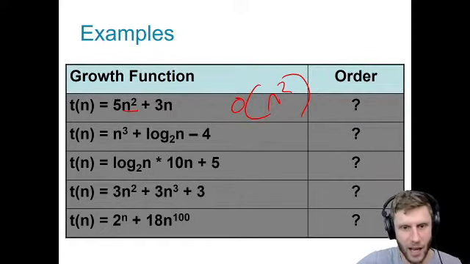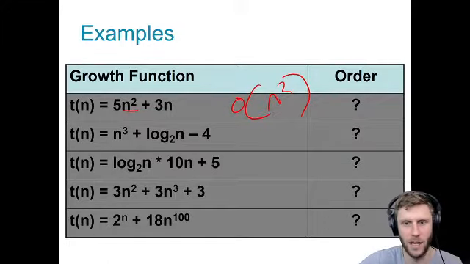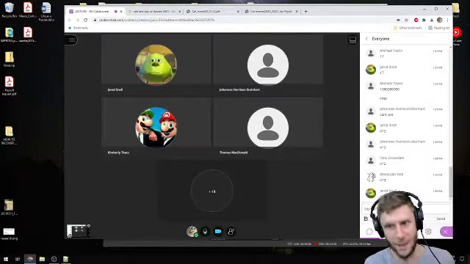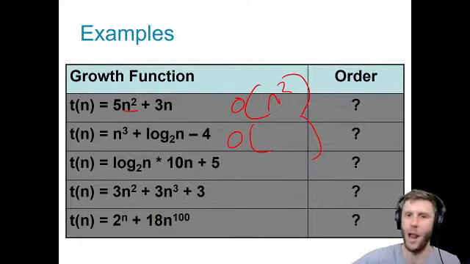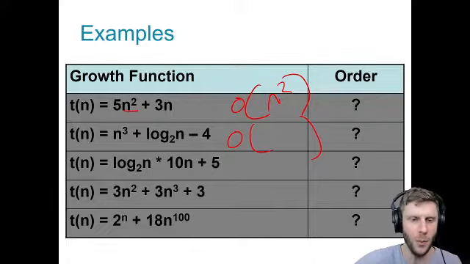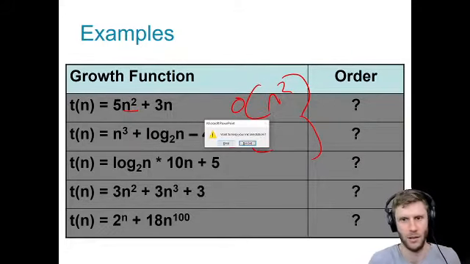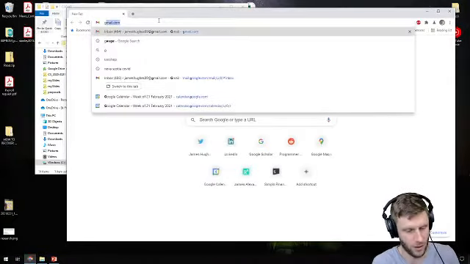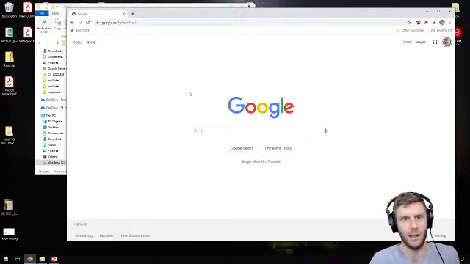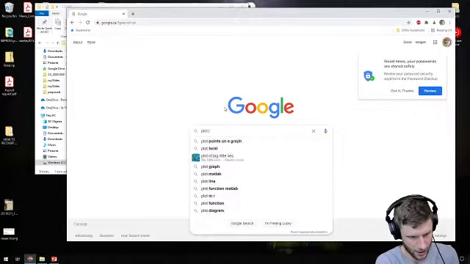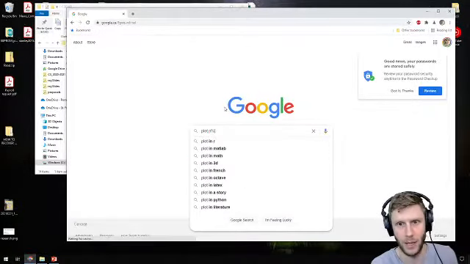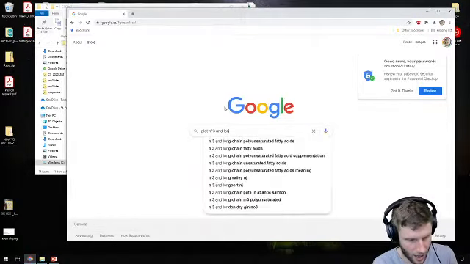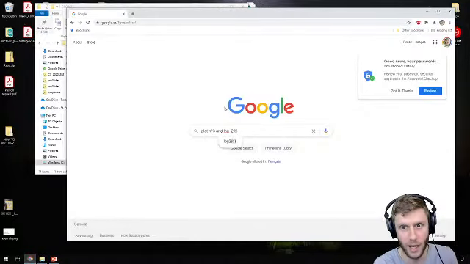Okay. So now we have n cubed plus log base 2 of n minus 4. So what's this one going to be? N cubed. Absolutely. N cubed, because n cubed grows a lot faster than log of n. And if you don't believe me, Google's an amazing thing, because it even lets you plot. Let's plot n to the power of 3 and log base 2 of n.